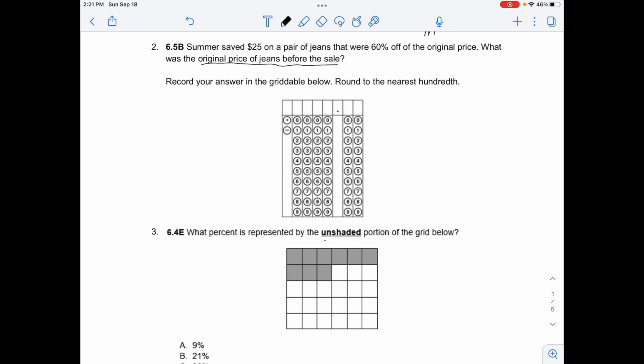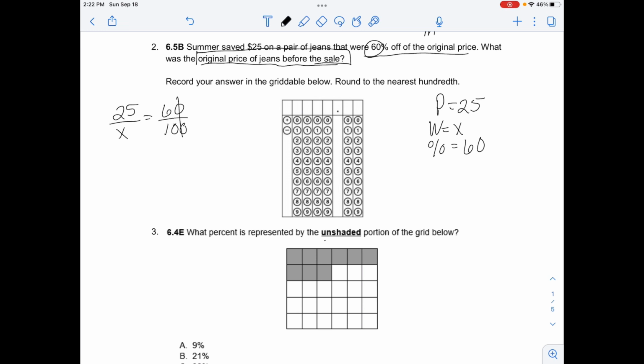All right, Hawks, number 2. Summer saved $25 on a pair of jeans that were 60% off the original price. What was the original price of the jeans before the sale? Okay, so we are looking for the original price. We're going to have a part, which is $25, whole, which would be X, and our percent, of course, is 60%. Okay, so I'm going to set it up in my formula. I have 25 over X equals 60 over 100.